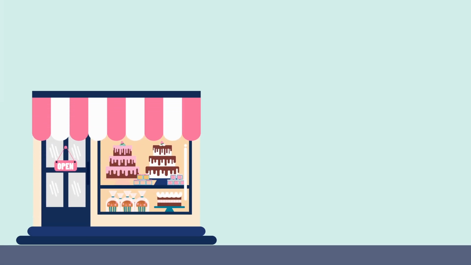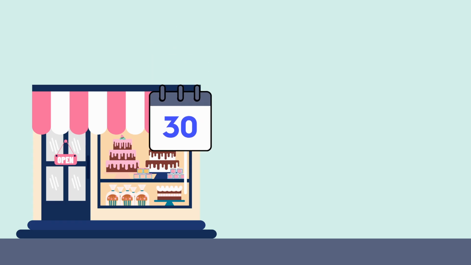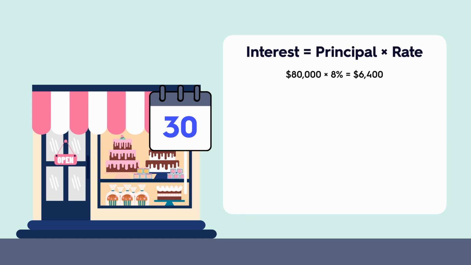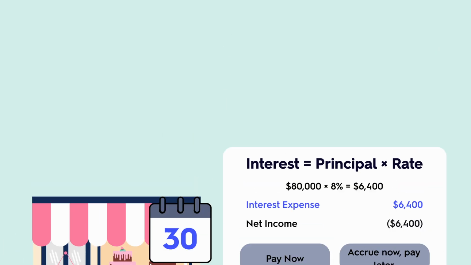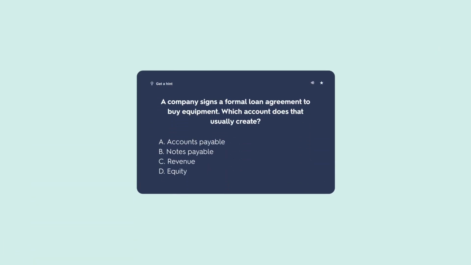Next comes interest. At year end, the company records the cost of borrowing. If the note carries 8% annual interest, the business recognizes interest expense for the year and reduces cash when that interest is paid.